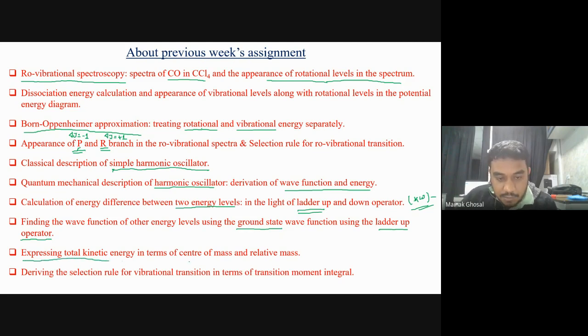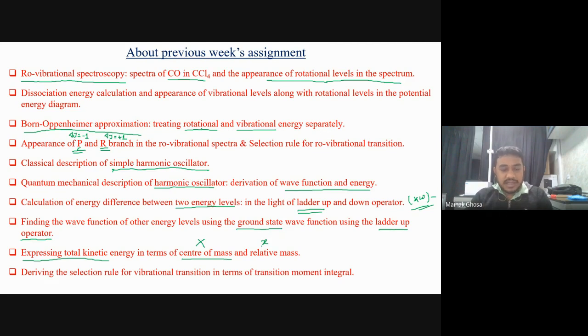Also, in the final lecture, there was a discussion on the total kinetic energy in terms of two coordinates. One is the center of mass, represented as capital X, and the other is the relative coordinate, represented as small x. Suppose there is a diatomic molecule with two masses and two positions. I can convert these two positions into a center of mass motion and a relative motion. We showed that the total kinetic energy of the system can be written as the kinetic energy of the center of mass plus the kinetic energy of the relative motion.